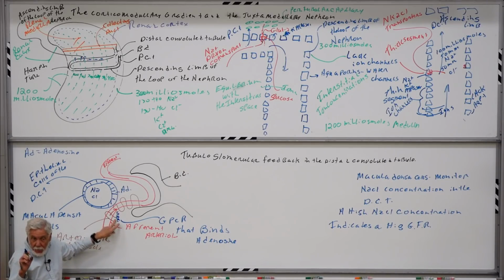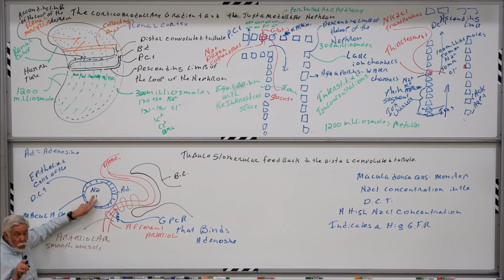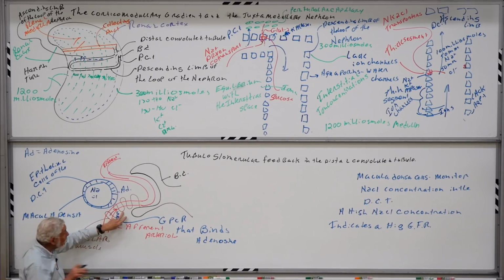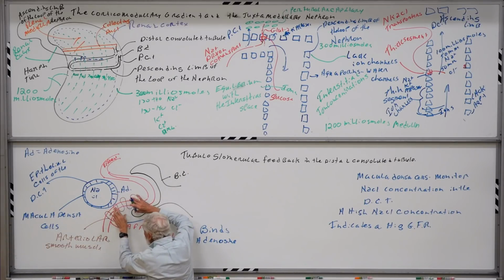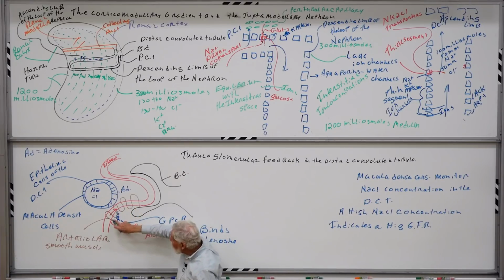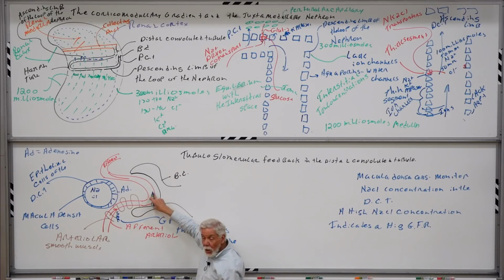So let's look at what we've done. Sodium concentrations are too high. That means fluid is moving too rapidly through the nephron. We haven't had adequate time to remove the sodium and chloride. The high sodium chloride concentration causes the release of adenosine. The adenosine binds to the smooth muscle, and now the smooth muscle contracts. What's that going to do to the rate of flow of fluid through the afferent arteriole into the glomerular capillary? It's going to reduce it.